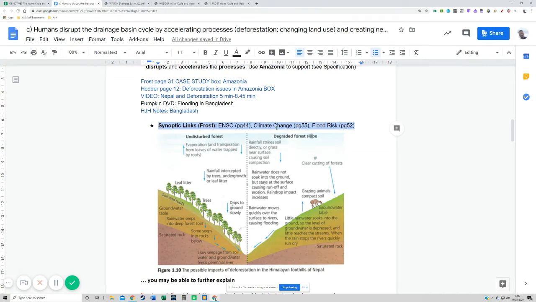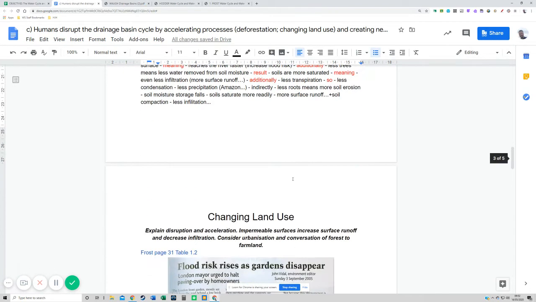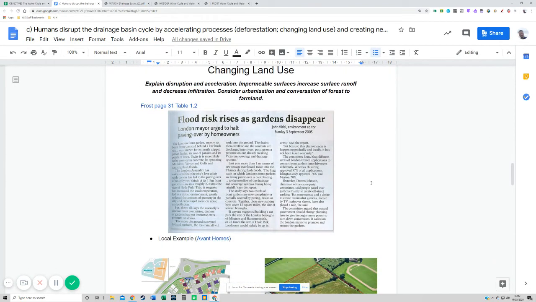You also need to know about flood risk later on in the topic, and one of the key ways of increasing flood risk is deforestation, because it disrupts what we've just been talking about, the hydrological system. Because you need to know about it later, page 52 of your Frost textbook does talk about increasing flood risk due to deforestation. So you can link all of that together if you're feeling particularly enthusiastic, but it's all stuff you'll have to do later anyway.